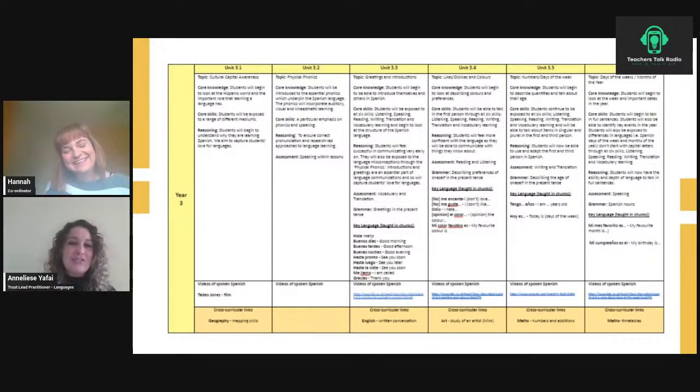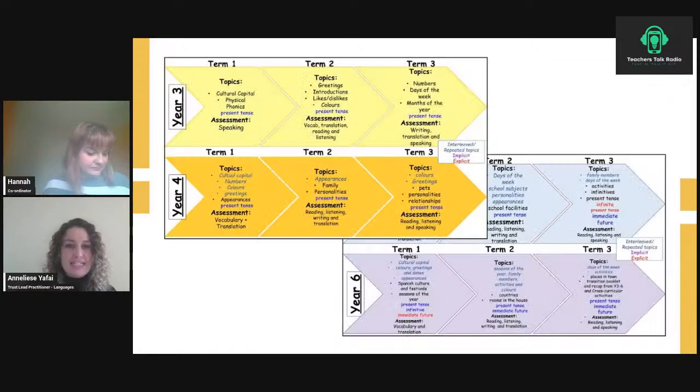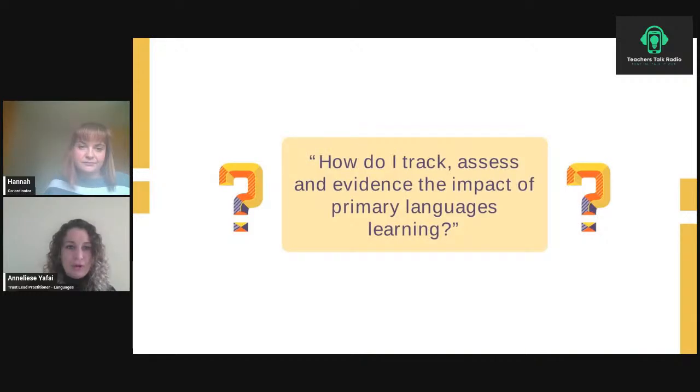So this just shows you our curriculum map. So what I hope you can see is it isn't about doing lots. It's about doing the same things, but with that depth. And you will see from year 3 to year 6, we do, I would say 6 topics, but we do them very well so that they have that real depth of knowledge.